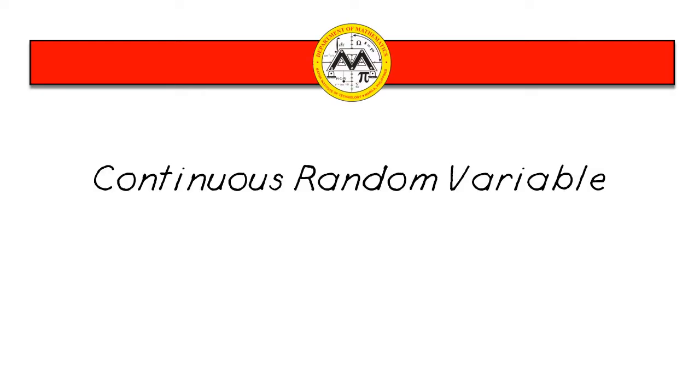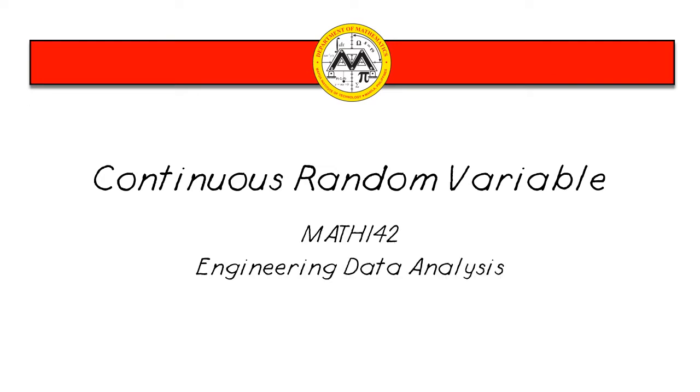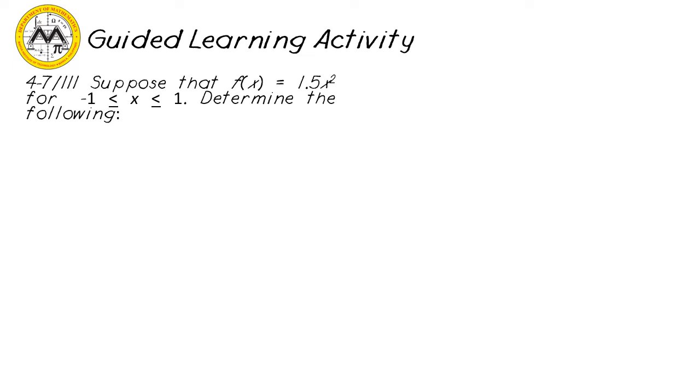Hello everyone. Today we will be discussing examples about the continuous random variable. So let's have this problem. Suppose that f of x is equal to 1.5x squared for negative 1 to 1.